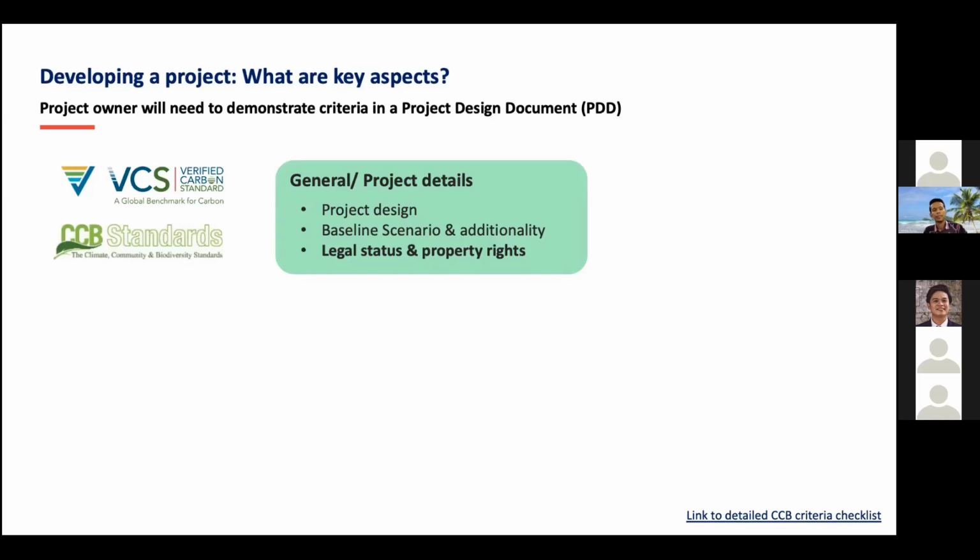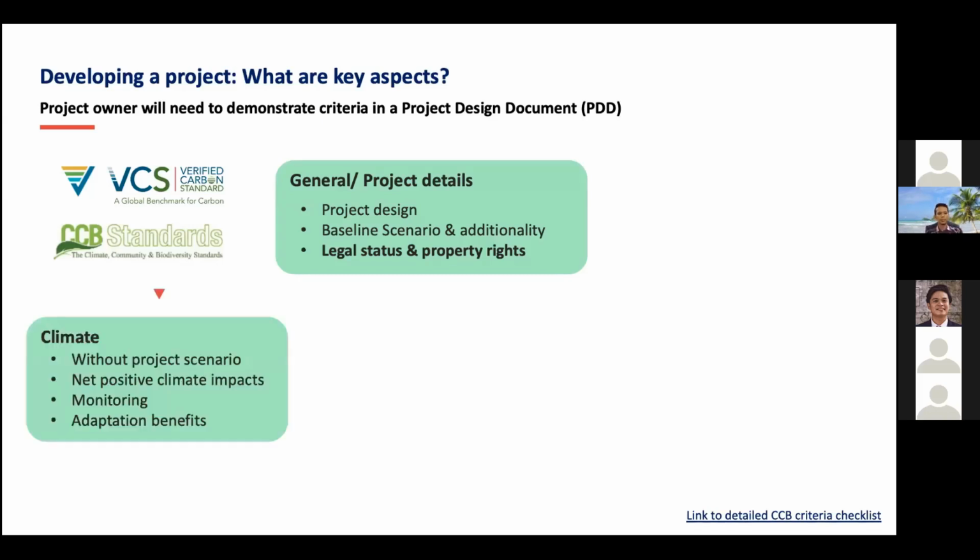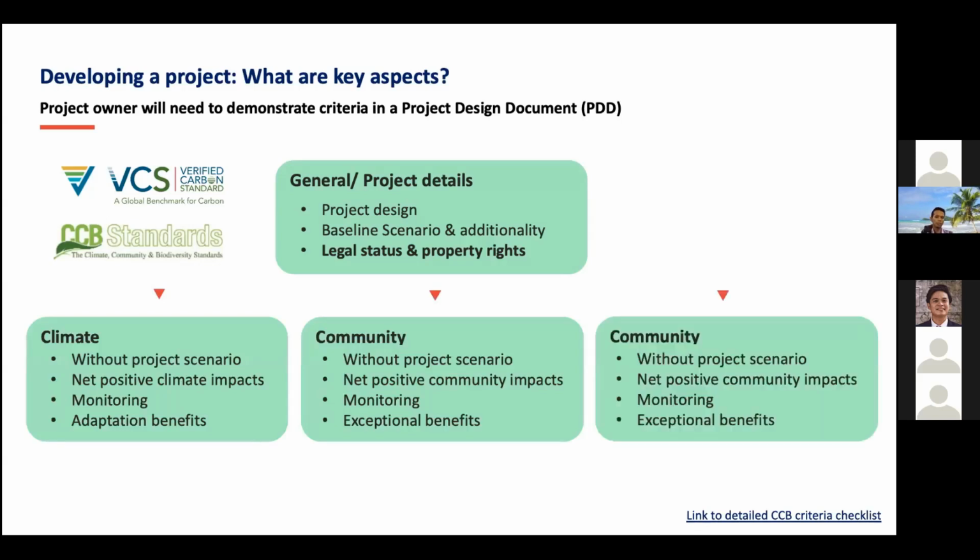Dari segi manfaat ataupun impact, there's 3 main ones. As everyone here knows, I think everyone here is already an expert in developing carbon projects. Memang every week we talk about climate, community, and biodiversity. Yeah, there's 3 main things: climate, community, dan biodiversity. And for those 3 criteria, it's the same concept.